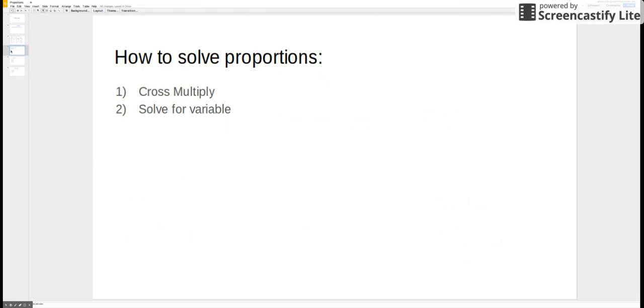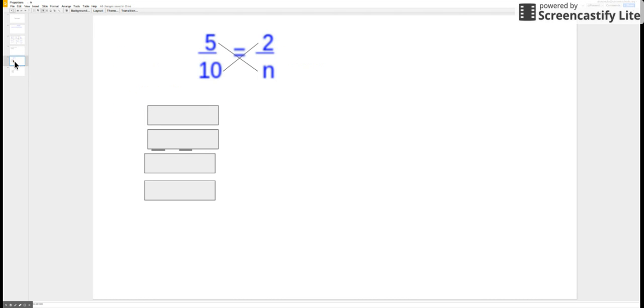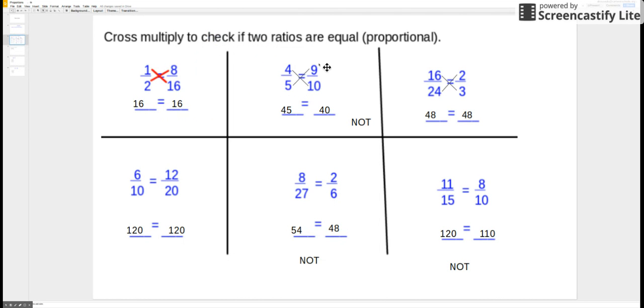Okay, how to solve proportions. So all you have to do to solve a proportion is just cross multiply and then solve for whatever your variable is. So if we look here, we have a set of ratios. We have 5/10 is equal to 2 over n. So if you have 5/10 is equal to 2 over n, you're going to just cross multiply. 5 times n is equal to 10 times 2. Okay, all I'm doing is cross multiplying, same thing that I did in the other slides.